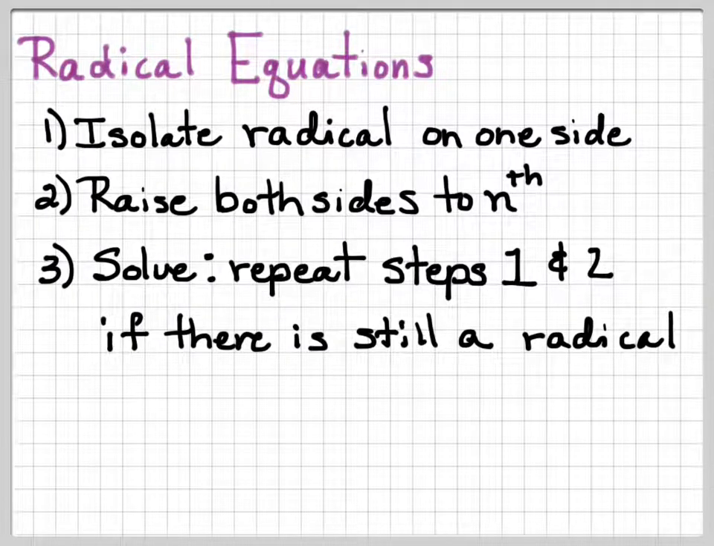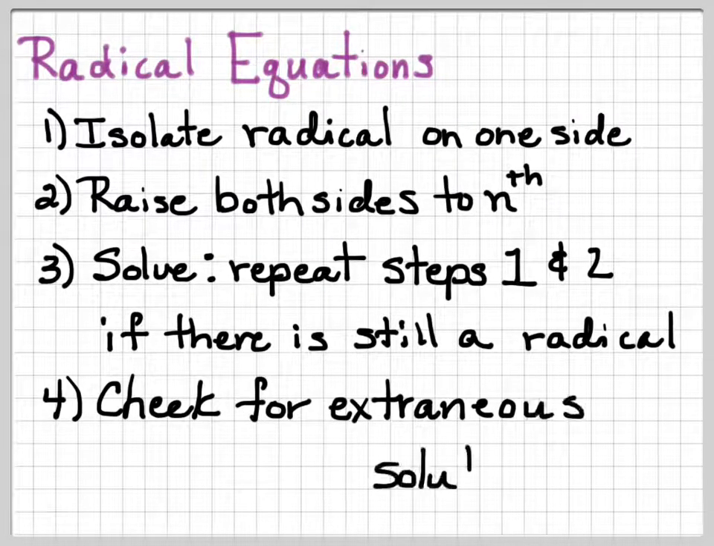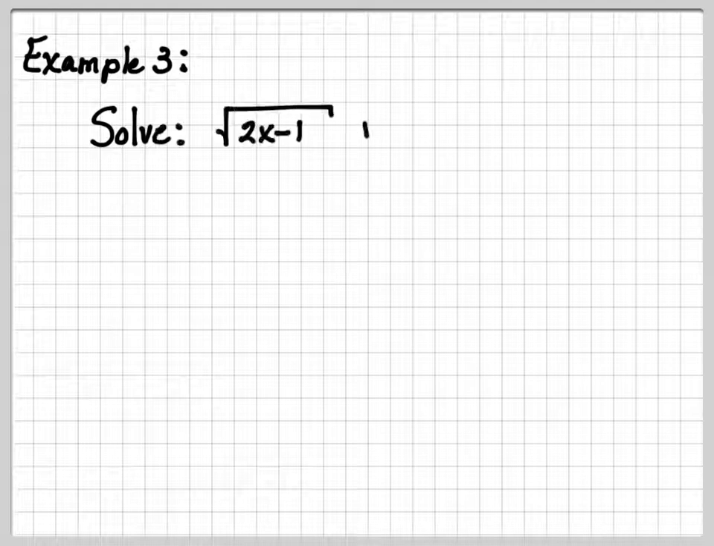I'm going to show you a couple instances where you have a radical left over. Then you have to do this process twice. Okay, and then check for extraneous solutions. If you're going to have an extraneous solution, it's going to happen in one of these problems. Okay, so here's the example.